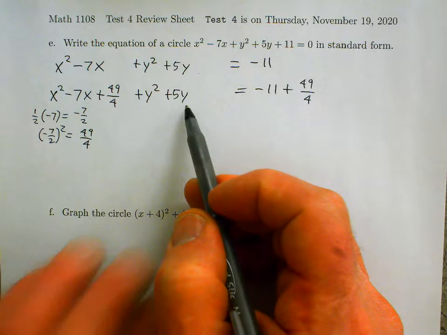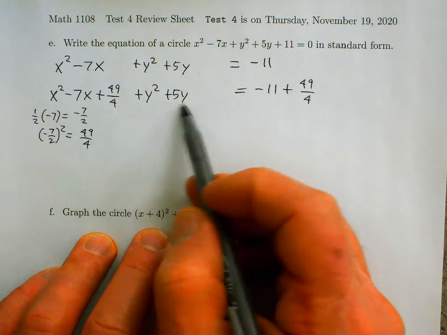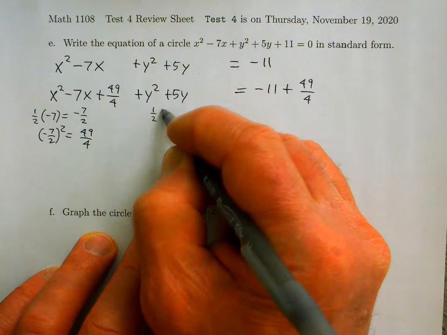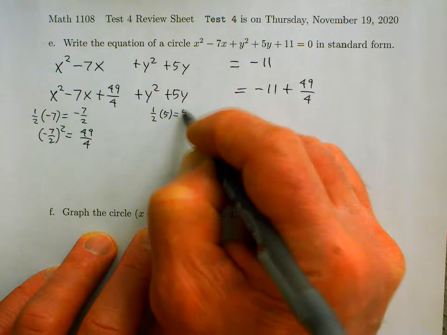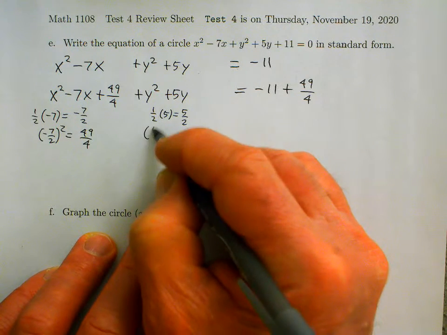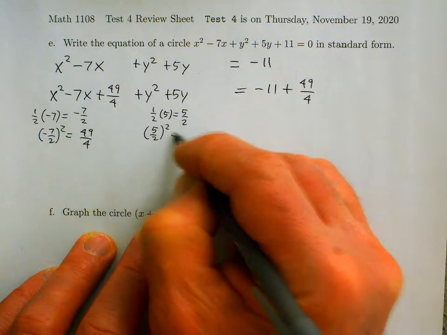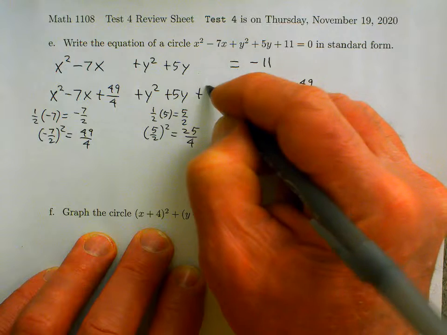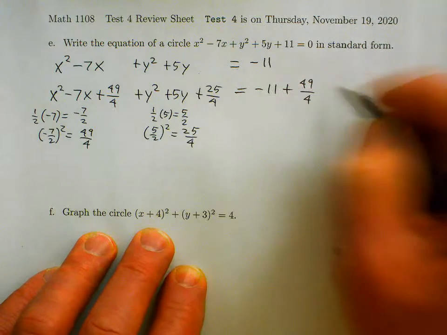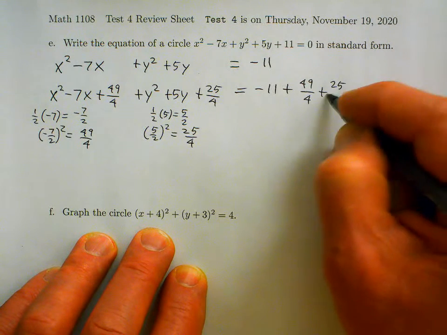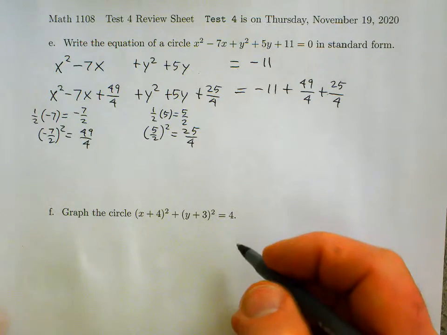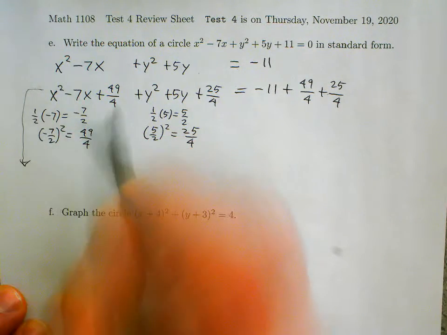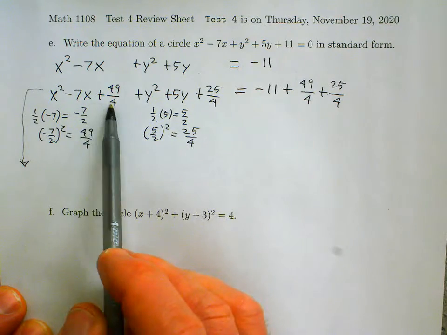And then we complete the square over here, y squared plus 5y. So this time we take 1/2 of 5, which is 5 halves. Then we square 5 halves, and we get 25/4. So we're going to add 25/4 to both sides. Okay, then we can get the standard form, x squared minus 7x plus 49/4.